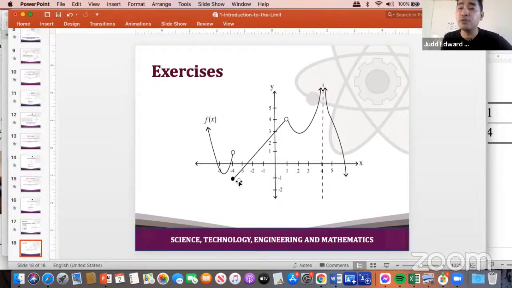Lalo na kung tumatalon yung graph natin. Ang tawag po sa pagtalon ng graph, yung nasa negative 4 natin, is jump discontinuity. Wherein there is a hole and there is a solid hole. There is hollow, tapos solid yung tinalunan niya, or there is solid, tapos hollow yung tinalunan niya. Therefore, the limit does not exist. Saan? Doon sa center limit. Pero mag-e-exist siya sa left at mag-e-exist siya sa right. Is that clear? Yes po.